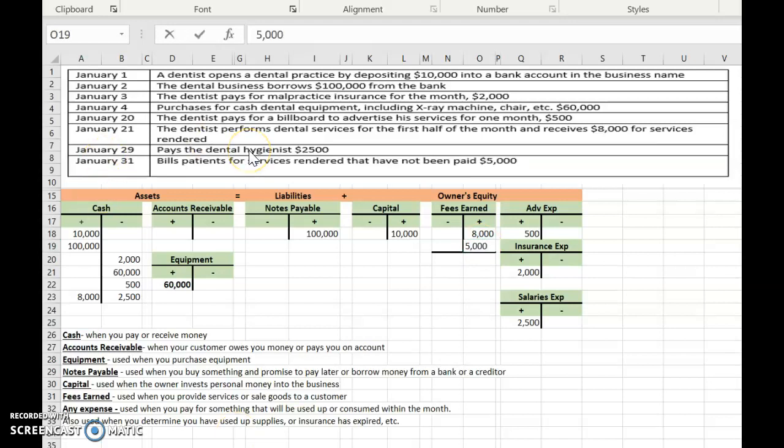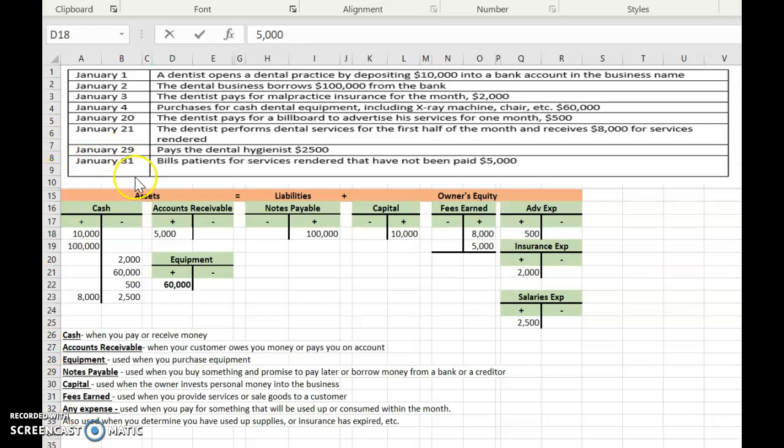Now let's see if we've gotten the cash. It says that it has not been paid. So it means that if it's not been paid, then we will use accounts receivable. This is used when your customer owes you money or pays you on account. So when a customer owes you money, it makes accounts receivable go up. When they come in and pay it, it makes accounts receivable go down. So I'm going to increase it by $5,000.